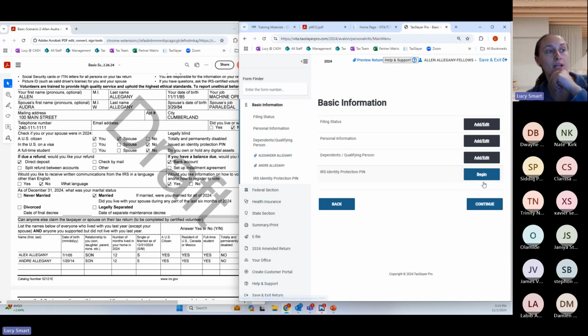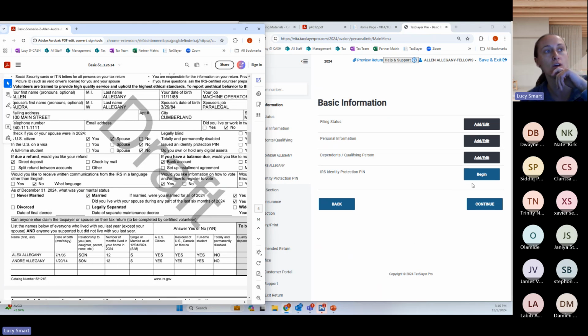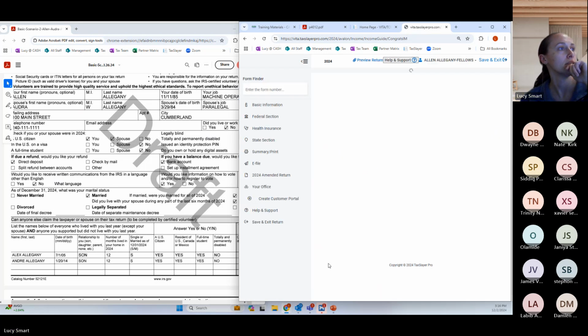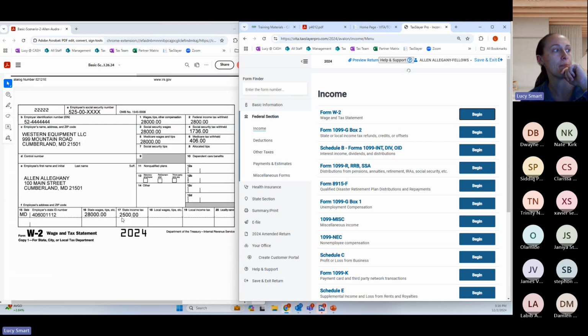This is the spot where we would enter the IRS identity protection PIN if they had one. They don't. We see right here they checked it. But if someone comes in with an ID PIN, they'll have a letter, and you just go ahead and enter it under basic information. Okay, so now we can go ahead and start entering income.